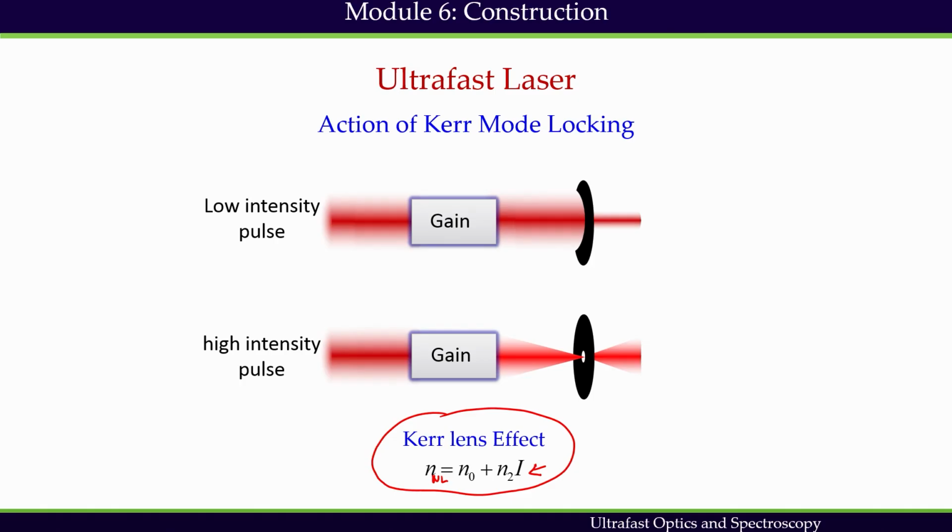So, what does it do? According to the Kerr effect, the refractive index of a medium varies with intensity. And that is why a beam, a Gaussian beam, does not feel a homogeneous refractive index as it passes through the medium, because its intensity varies along the perpendicular axis of the propagation direction.